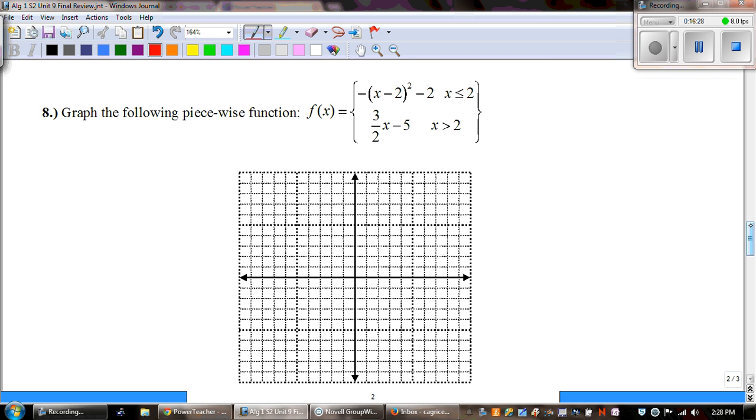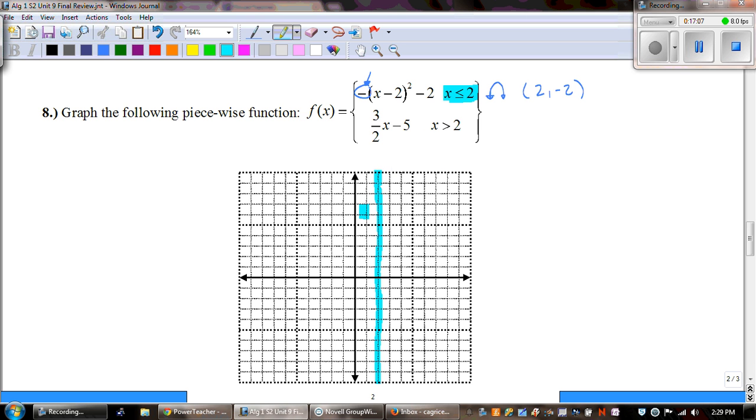All right. Graph the following piecewise function. Now, the first one that we have is quadratic, okay? It's telling you right there with the little square. There is a reflection, and our vertex is 2, -2, okay? And we have to pay attention to this limit. I'm just going to draw this in here right now so I know it.